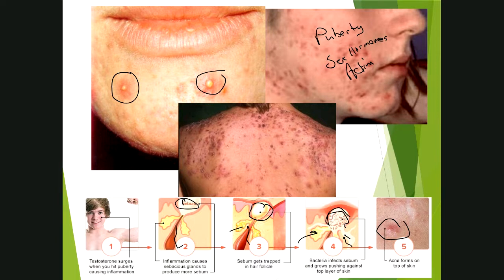And then another thing that happens is once the sebum gets trapped in here, it can get infected. And if it's infected, then you get this big inflammation. White blood cells come rushing to the area to help try to get rid of the bacteria. And what they can do is damage healthy tissue, and so sometimes you wind up with scarring from it.